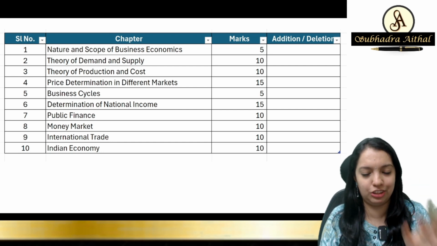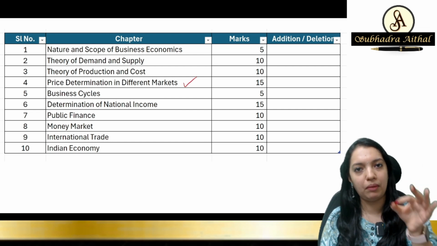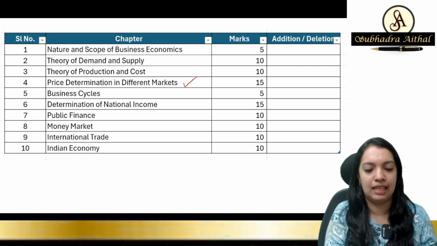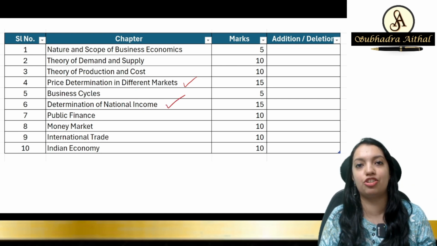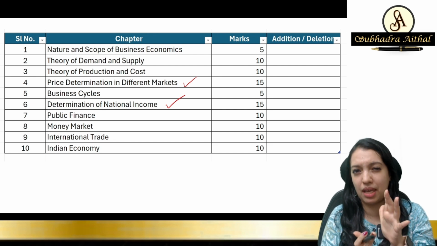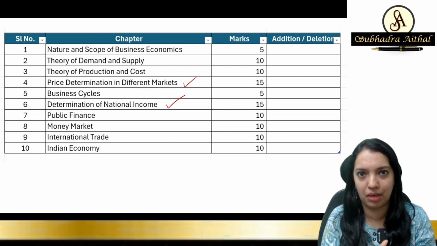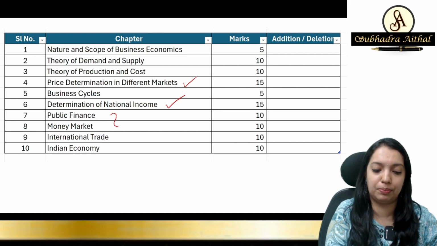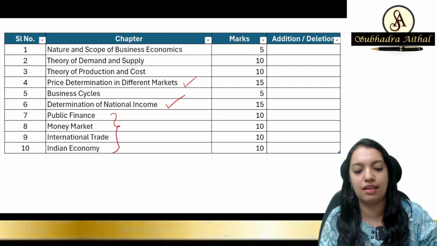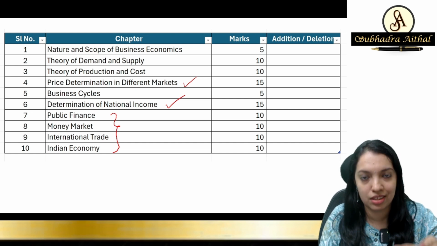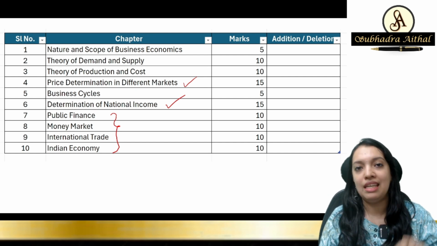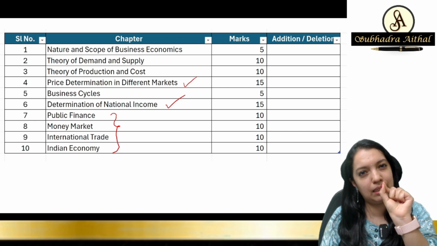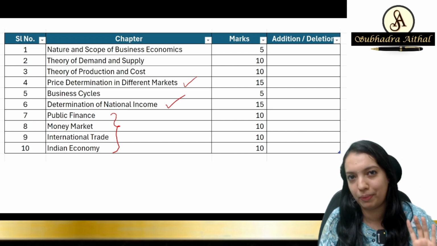The most important chapters are chapter number 4, price determination in different markets, and chapter number 6, determination of national income. These two are the major topics, and come for 15 marks each. When we look at other chapters, public finance, money market, international trade, Indian economy have been newly introduced to CA Foundation. Even in each of the chapters, some minor addition or deletion of topics has been made.